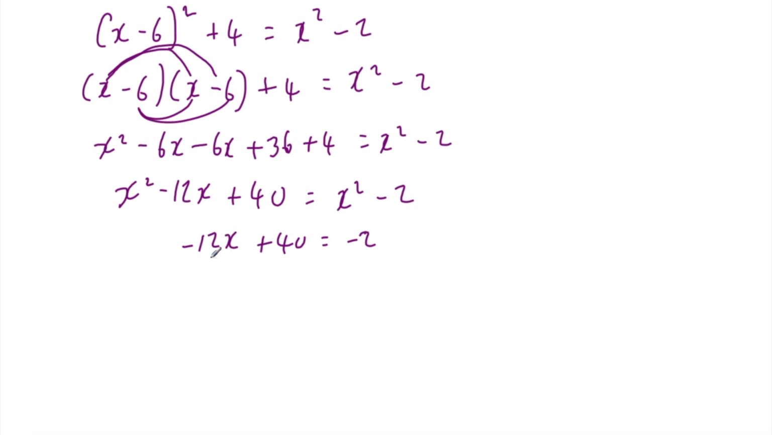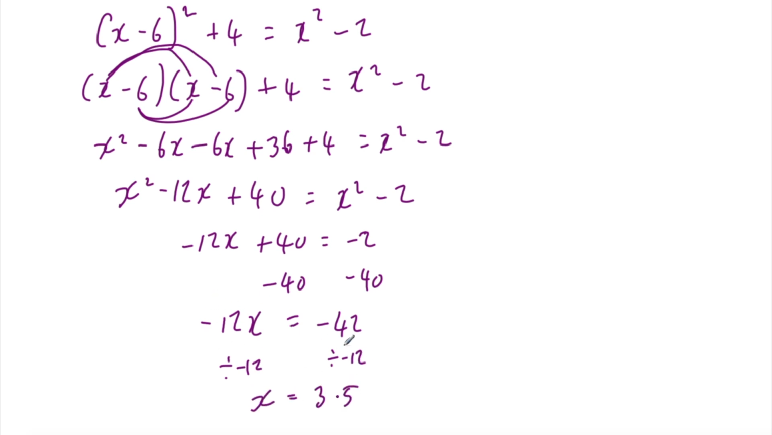Now we want to find out what x is, so let's take away 40 from both sides. So take away 40 and take away 40. So we're going to get that minus 12x is equal to minus 2 take away 40, being minus 42. And then let's divide both sides by minus 12. So on the left hand side we get x, and on the right hand side we get 3.5. So that means that x is equal to 3.5, and we've solved it.